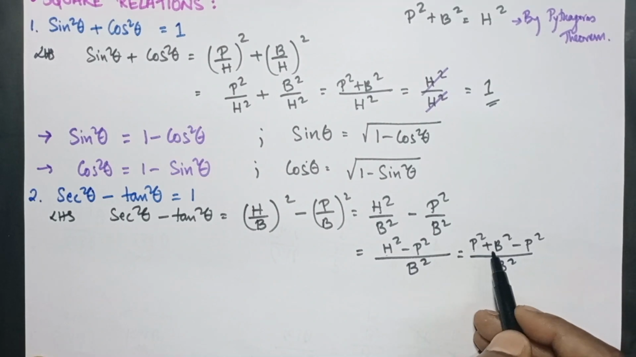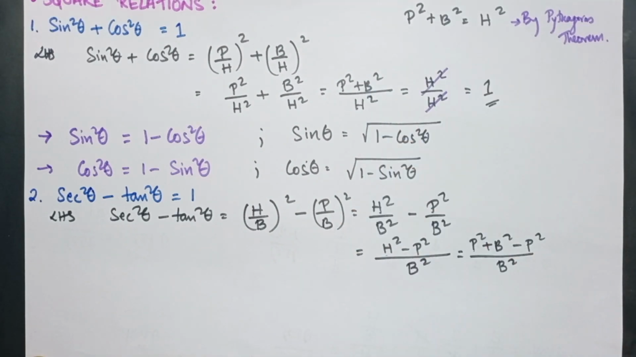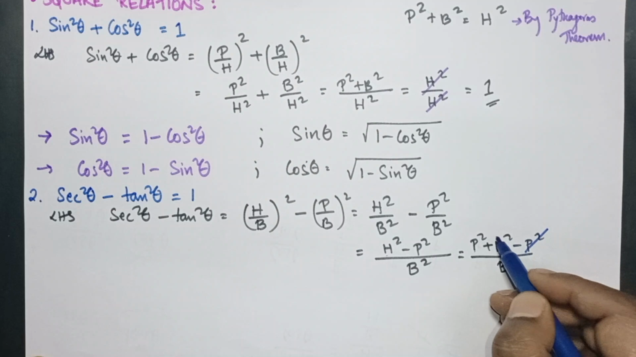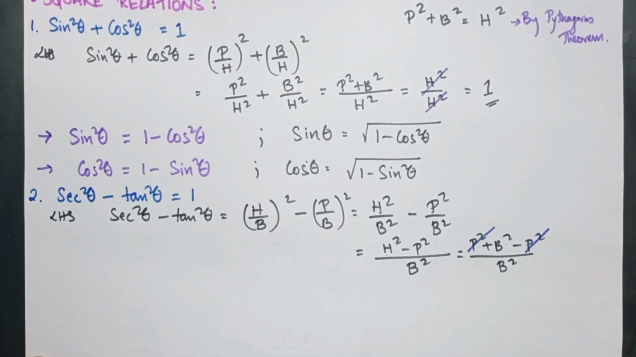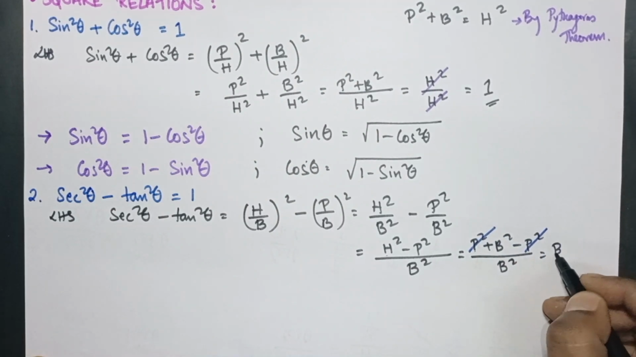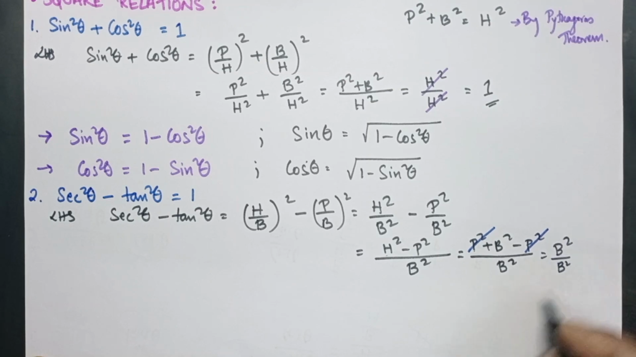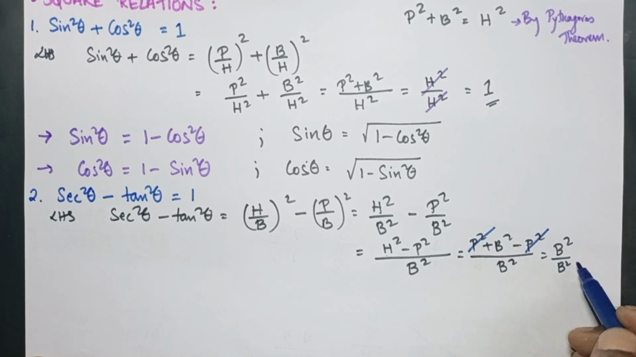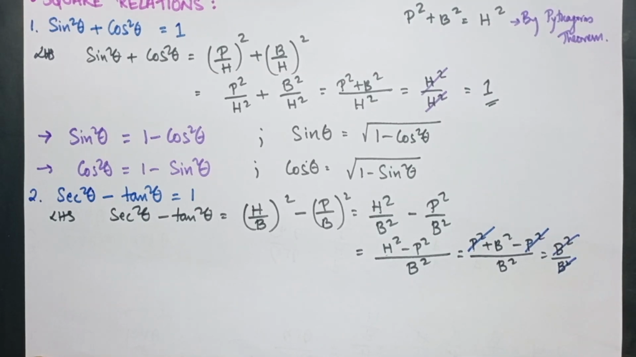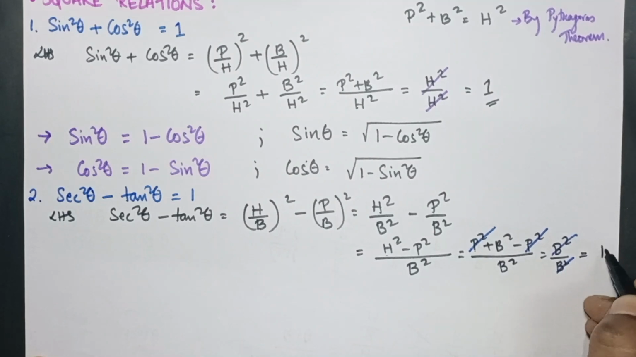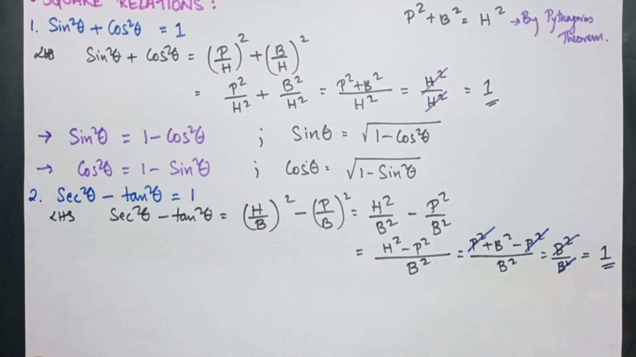Okay, this I got from the Pythagoras theorem. So what you can see here is that p square gets cancelled. Now what do you have? b square by b square, so b square also will get cancelled. So what I'll get finally, all get cancelled. So I got 1. Okay, hope you are clear with this.